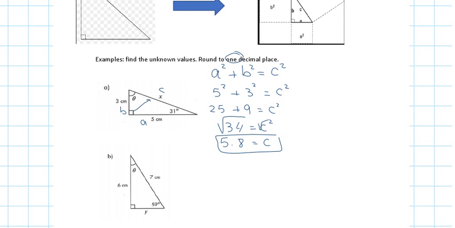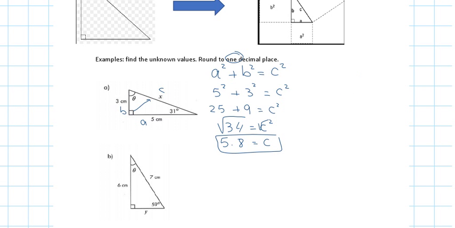If it was, let's say, 5.86, what would you do? 5.9, right? So you have to round up the 8 to a 9, because anything after that 8, if it's 5 or higher, we round up. Okay? Now, I found my side by using the Pythagorean theorem.